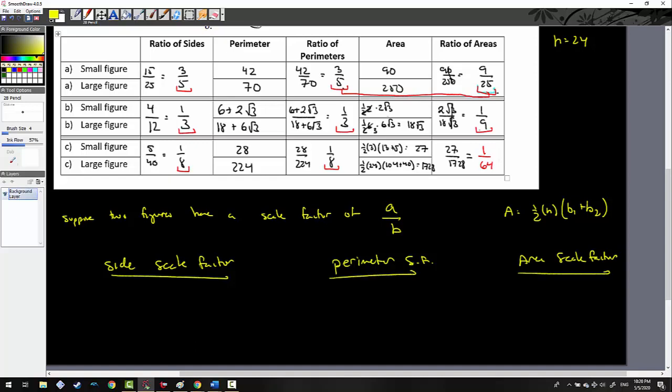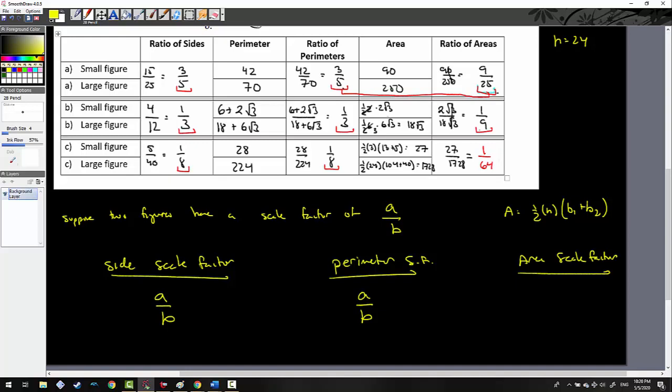Well, the side scale factor is going to be A over B. We figured that out. The ratio of the sides is always one side to the next, small to large or large to small, it doesn't really matter. We noticed that the perimeter scale factor was always the same as the sides.